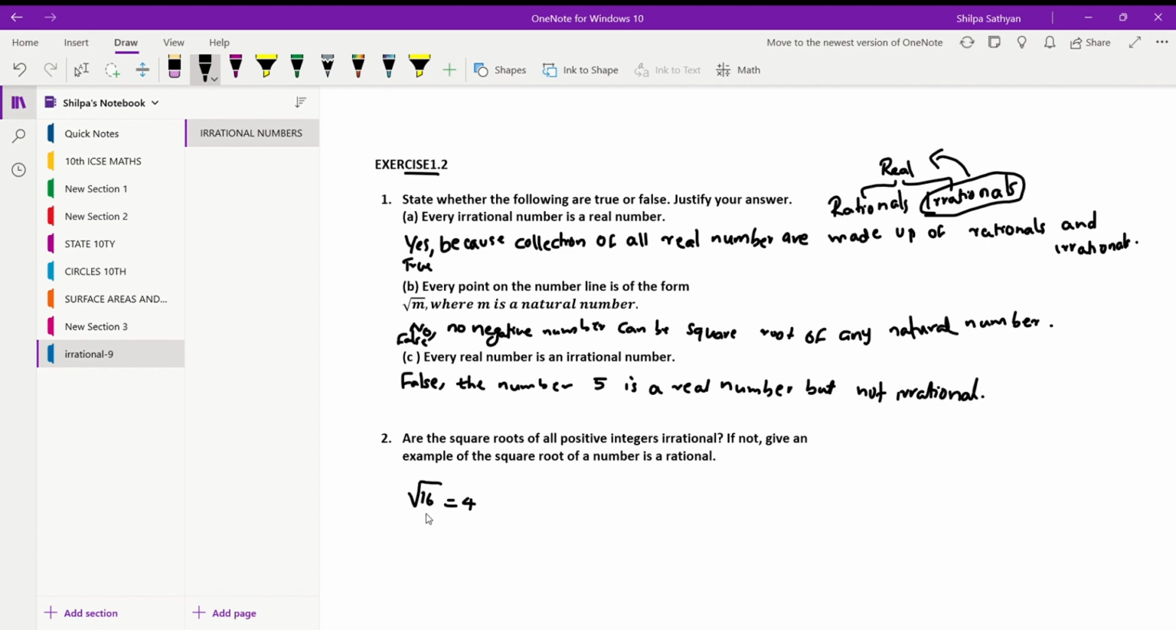So if not, give an example of the square root of a number that is rational. The example is this one. You can take a perfect square number inside the square root, so we get the answer as a rational number. Not only this one, you can choose root 4. It is equal to 2. Any perfect square you can take, so it comes out rational. Clear?